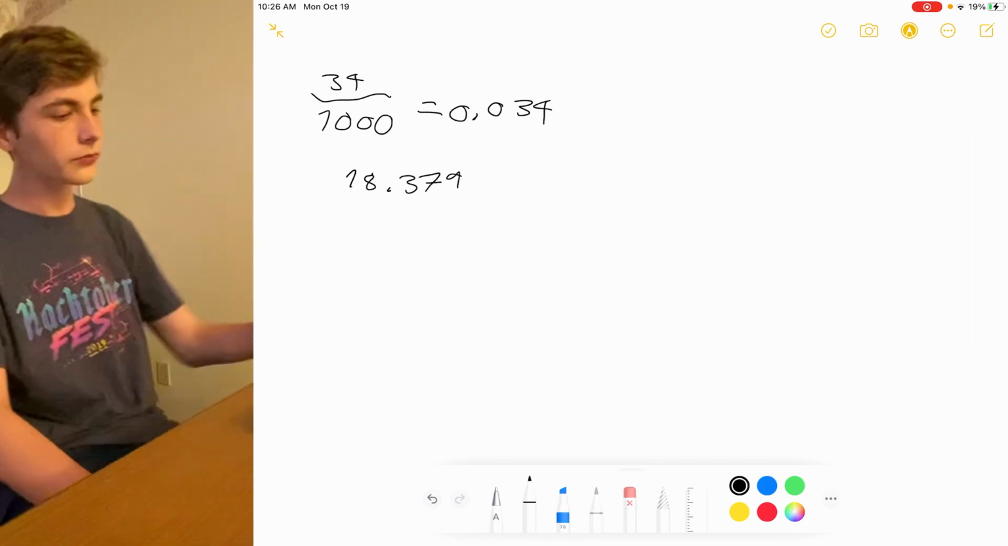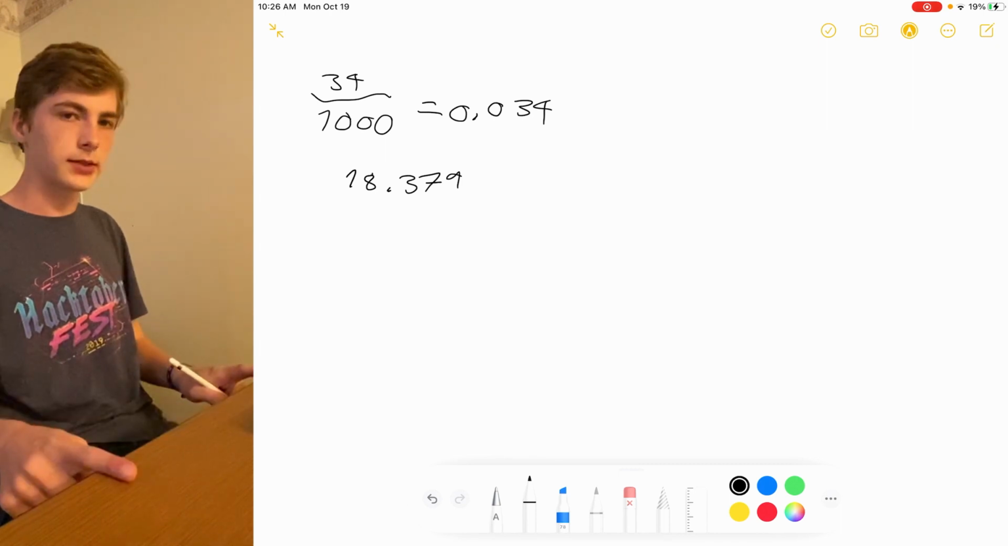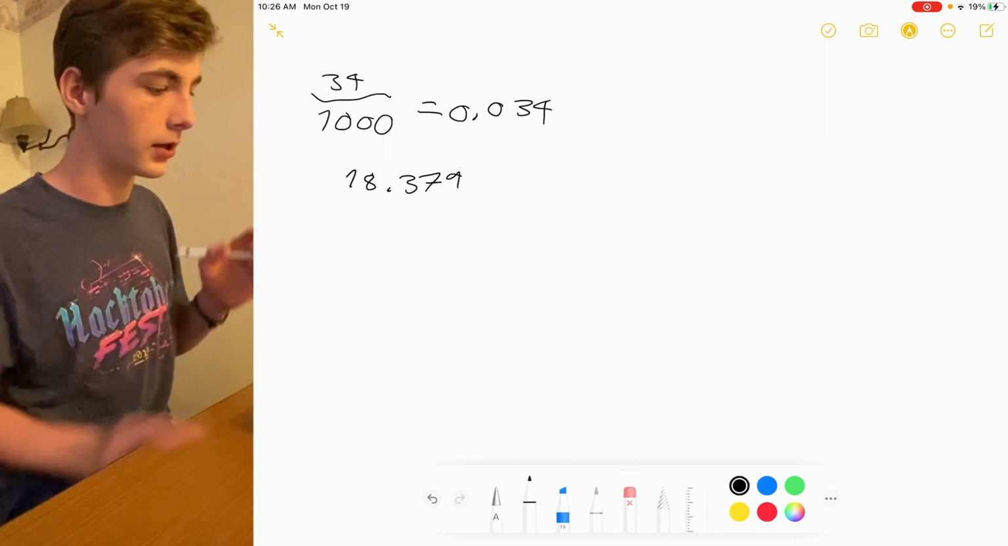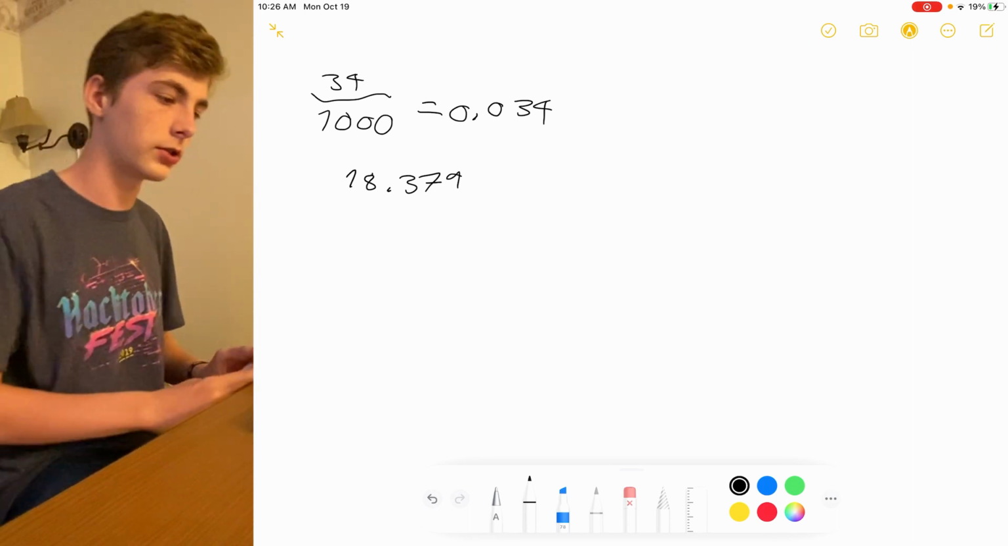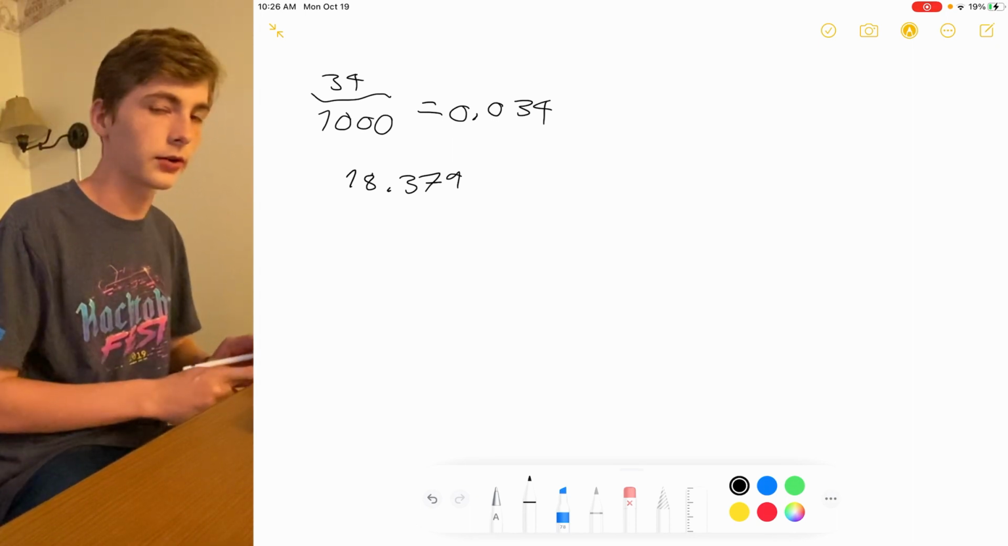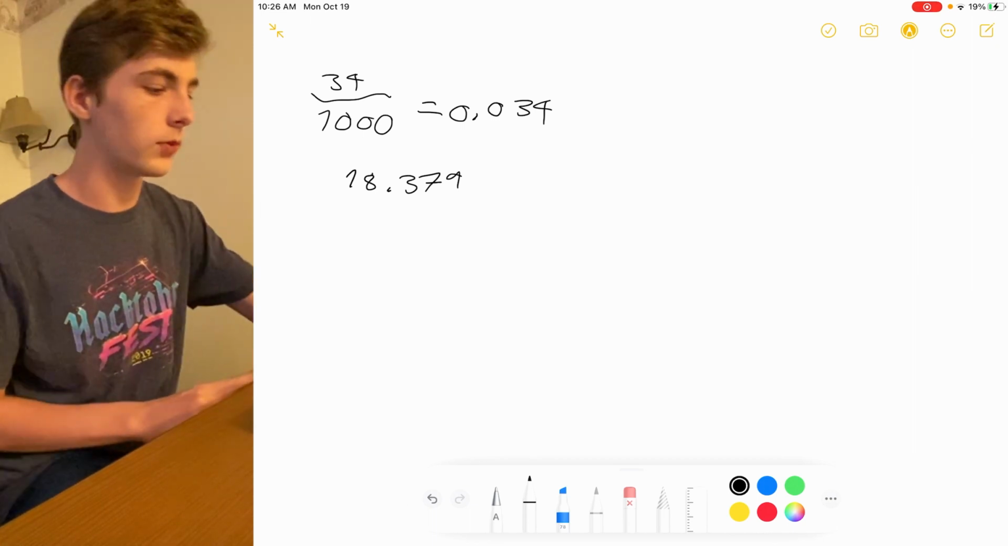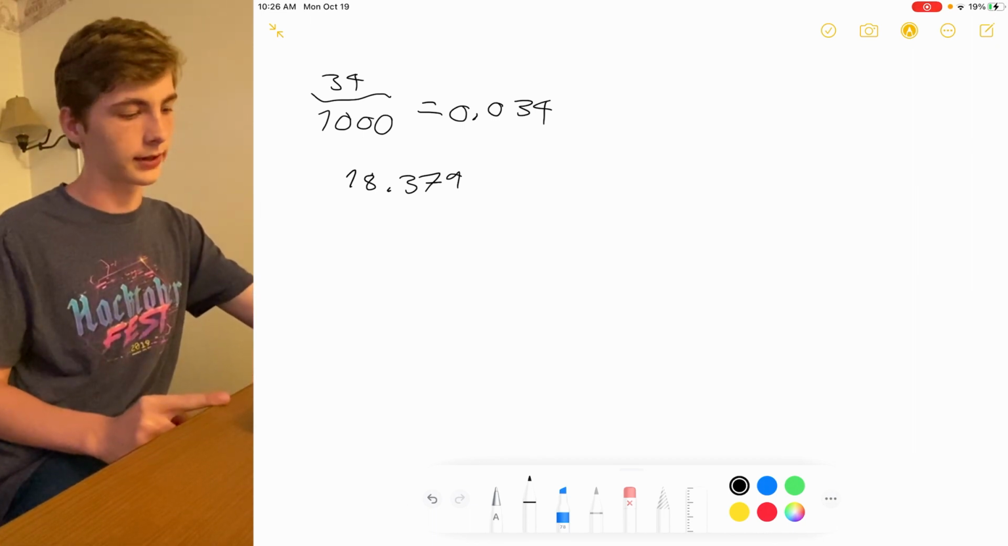18.379. Okay, it has 3 decimal places. And actually, I should mention, it doesn't necessarily even have to be decimal places. It could actually just be the part to the left of the decimal place as well. So like this 18, we could round that to the nearest 10 or something like that.